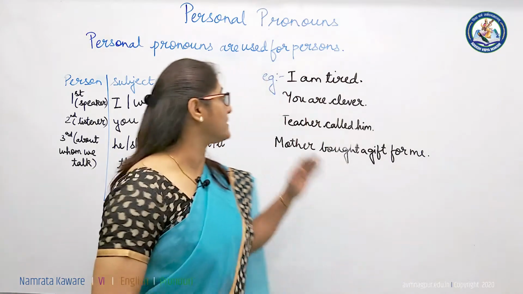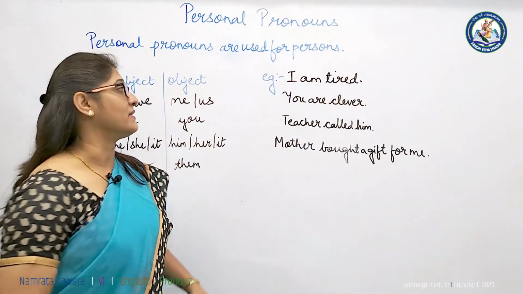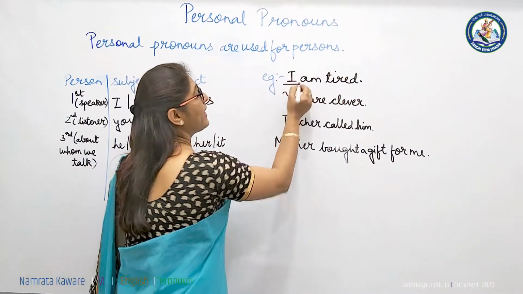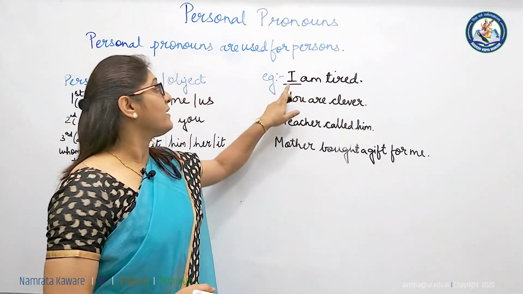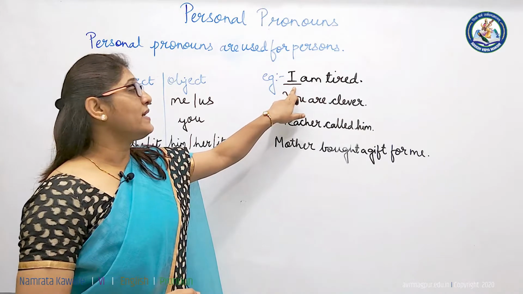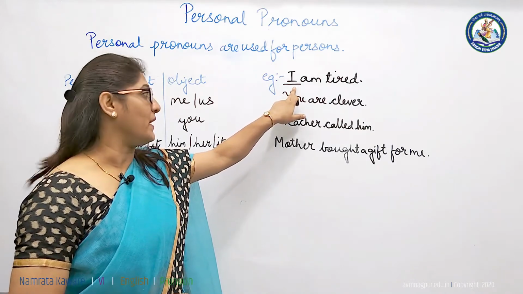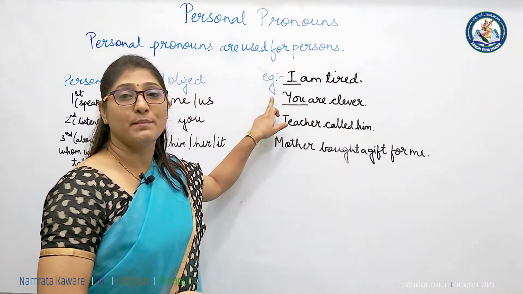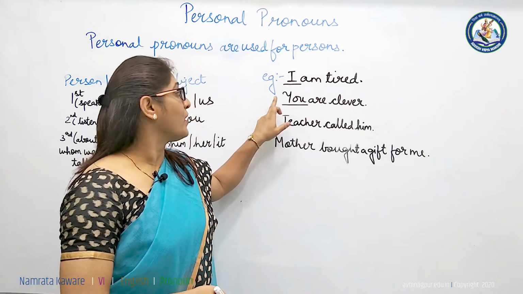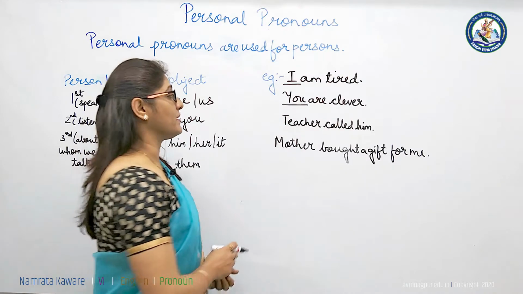Let's see some examples. I am tired. Here we can see I is written. I is in the subject's place and the pronoun is I. I refers to me. You are clever. Again, you is used in subject's place. We can see you is used for second person.